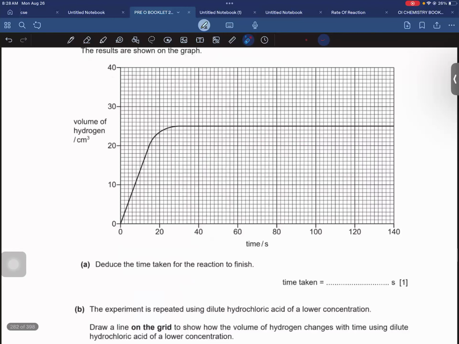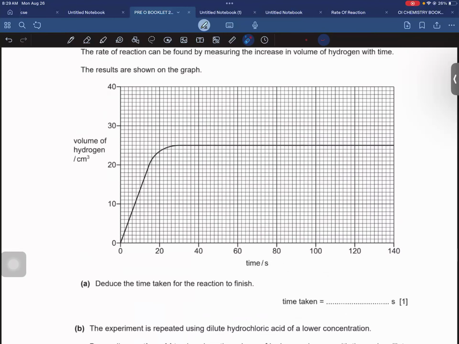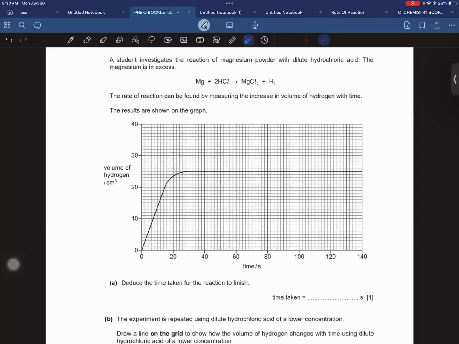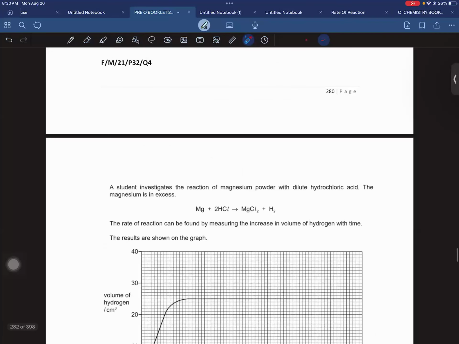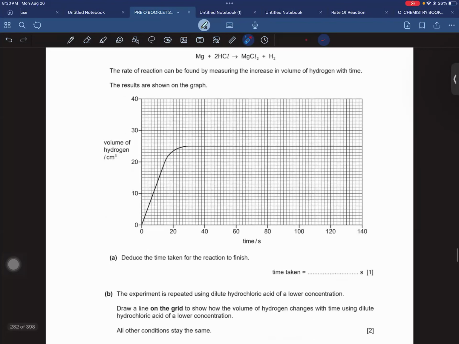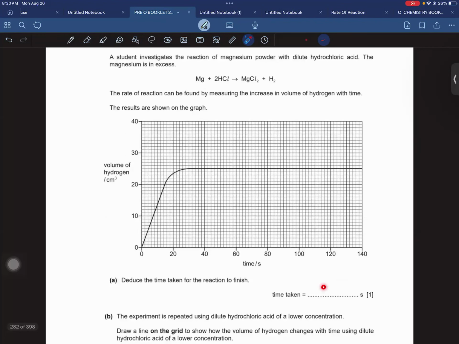Can anyone tell me this? I'm going to give you a few seconds. 30 seconds. Someone is saying 60 seconds, right? So remember, 30 seconds. 31 is correct. Time taken is like they are saying what?